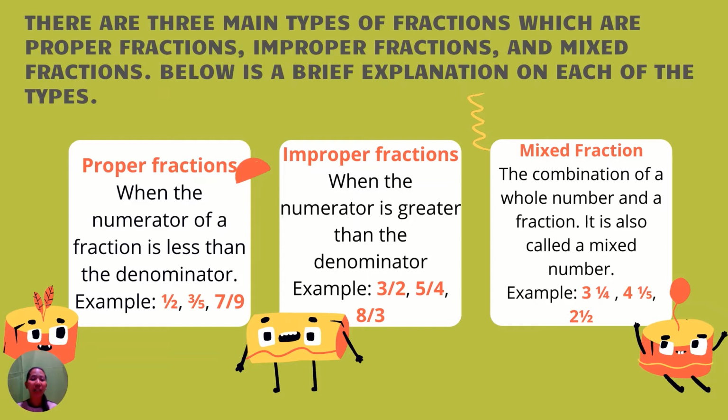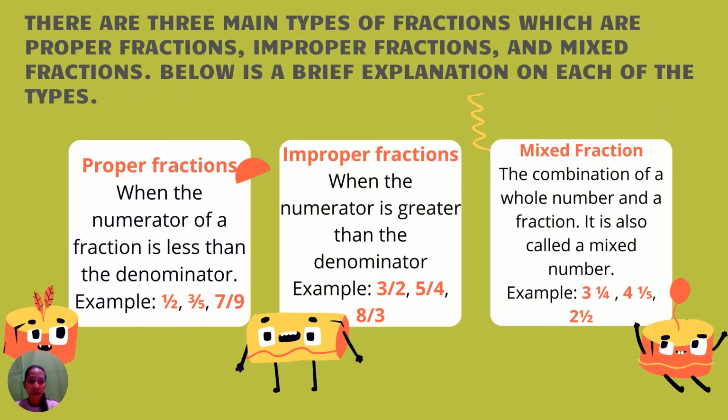Now, let's look at the types of the fractions. What are the types of the fractions? Sabi dito, there are 3 main types of fractions, which are proper fractions, improper fractions, and mixed fractions. Below is a brief explanation on each of the types. So, proper fractions, when the numerator of a fraction is less than the denominator. Example, 1/2, 3/5, 7/9. Makikita natin sa example na mas mababa yung numerators nila compare sa denominator. And that is called proper fractions.